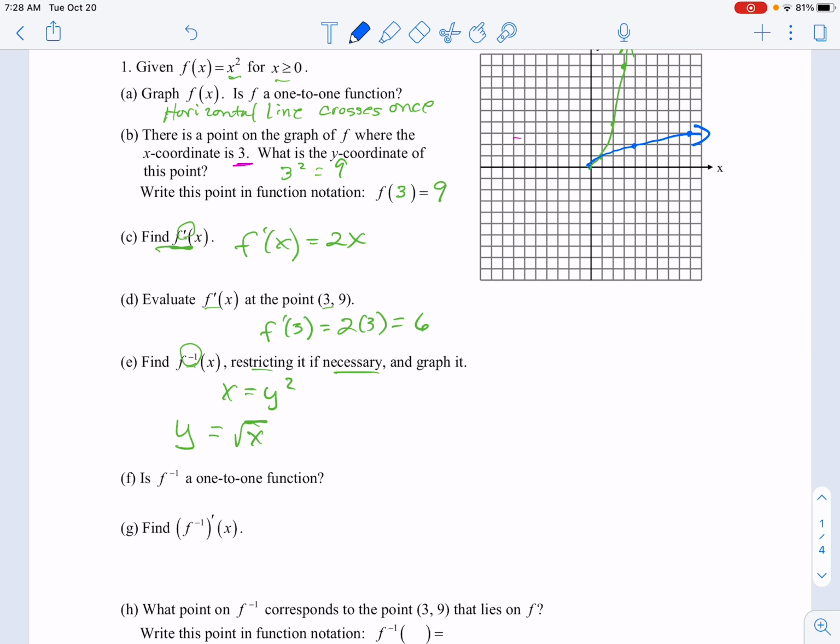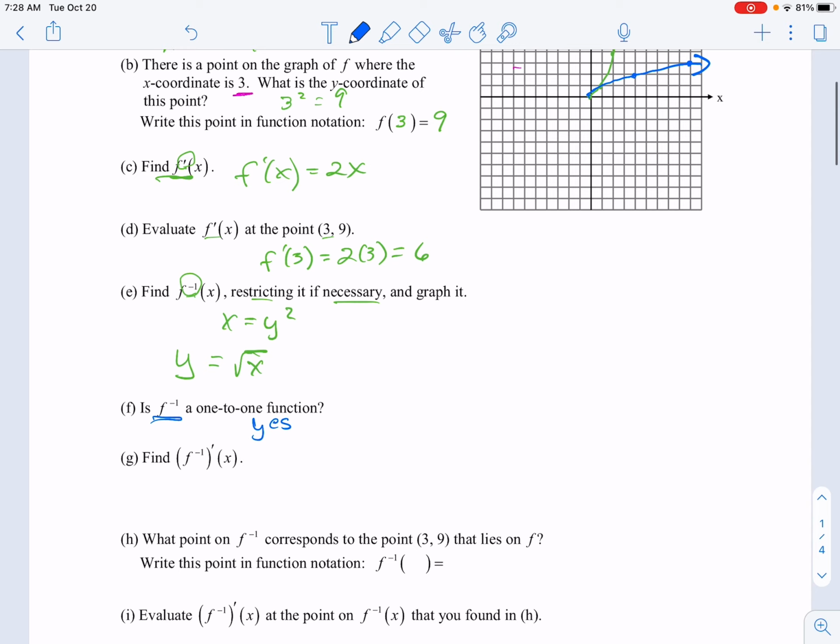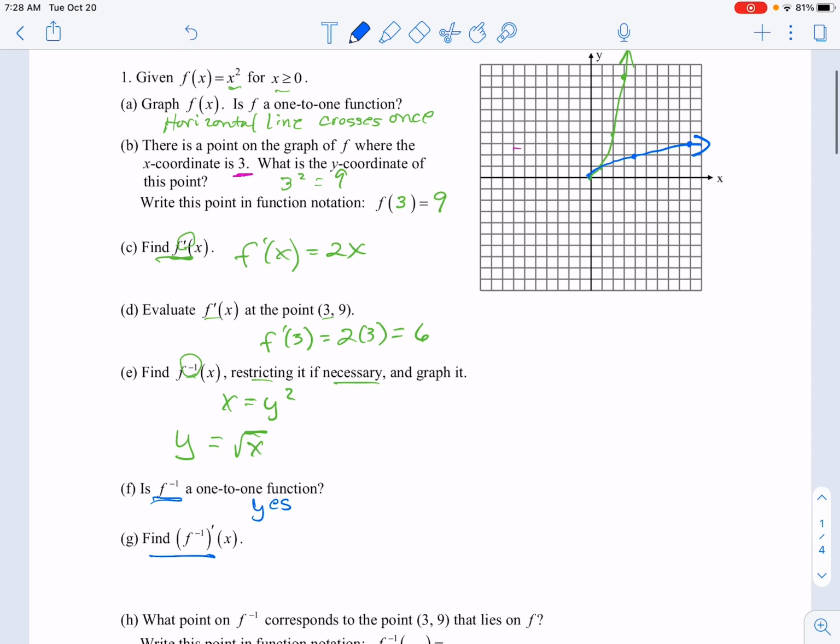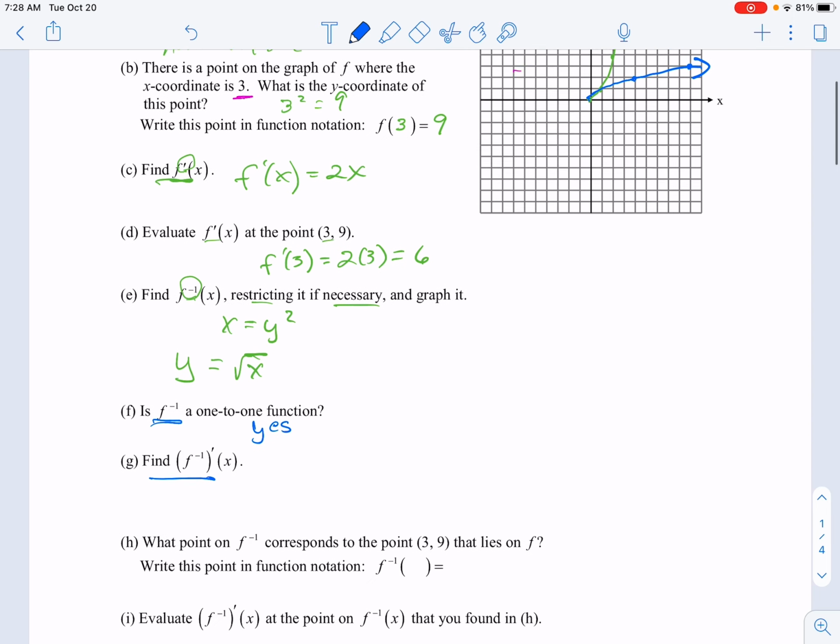Is the inverse 1 to 1? Yes. Draw the horizontal line; it only crosses once. A vertical line shows that it's a function. Sorry, I lied to you up there. The horizontal line shows you that it's 1 to 1, and 1 to 1 means that you can find an inverse that's a function.